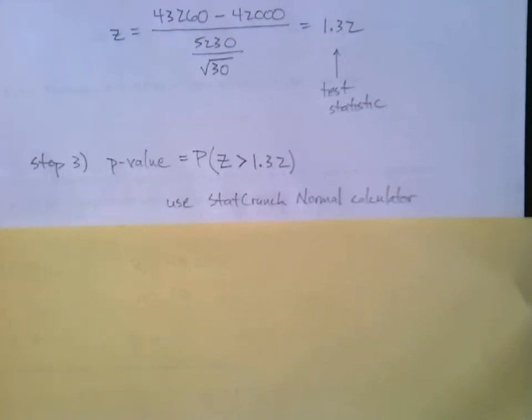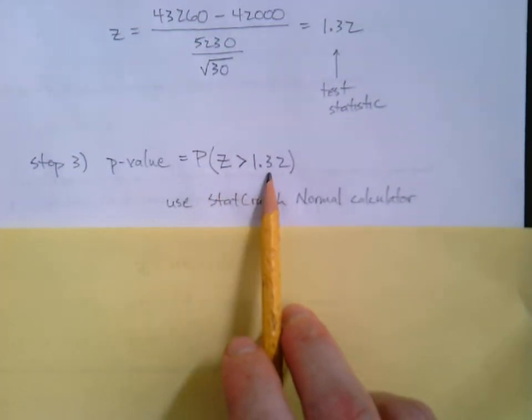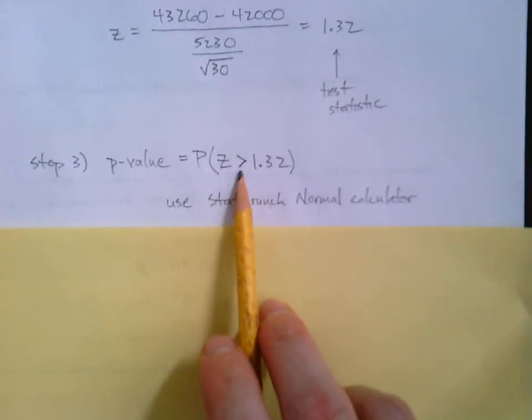That z-score of 1.32. Okay, at this point, we're not going to use our table of z-scores. We're going to use the Statcrunch normal calculator. So go ahead, if you haven't pulled up Statcrunch already, maybe pause the video, pull up your Statcrunch, get to your normal calculator, and just make sure that you type in 1.32 here for the Z, and change this into a greater than. I want to say the default is a less than.